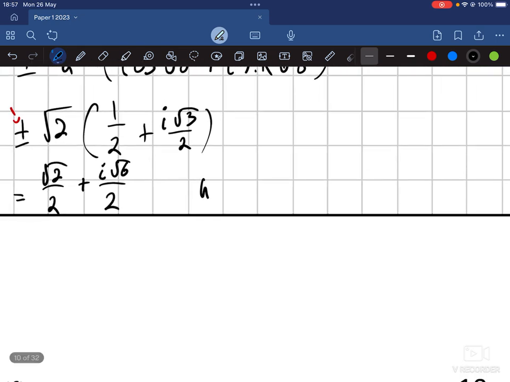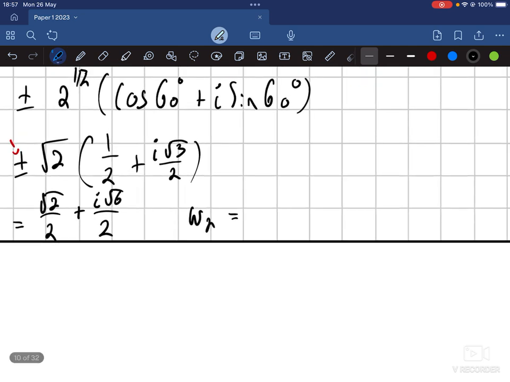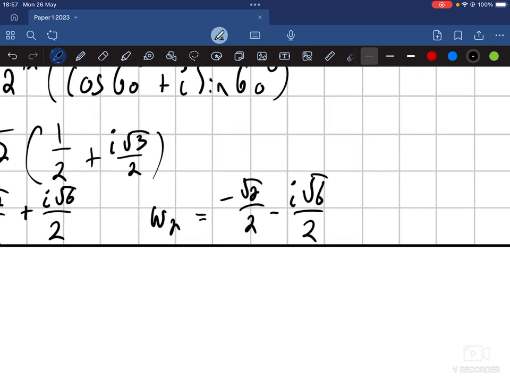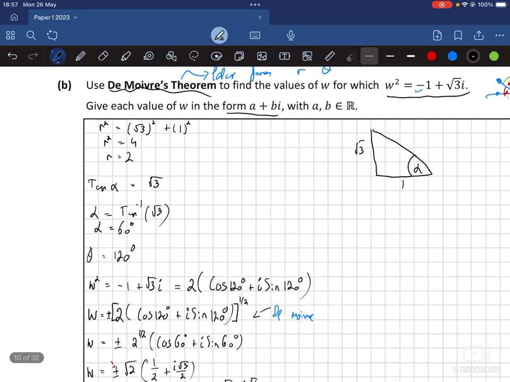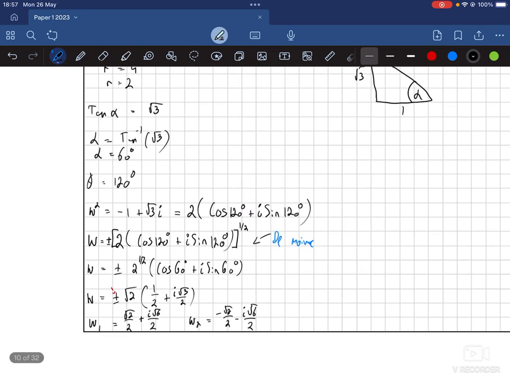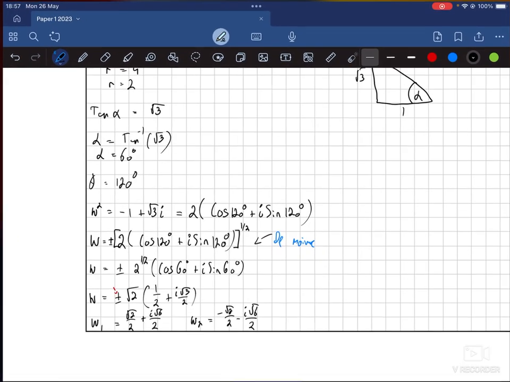Okay, and then w2 is equal to, do it with a minus now, sorry, so minus root 2 over 2, minus i root 6 over 2. There might be a better way of writing the i root 6 part, I'm not sure. I think it looks okay though. I'll just check the work, so by a half, yep, I think it's okay. Alright, I'm not going to bother checking the marking scheme, I think that's okay.